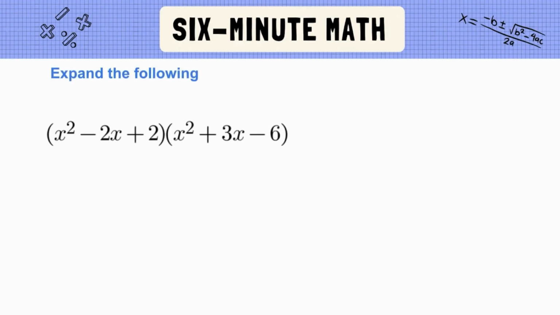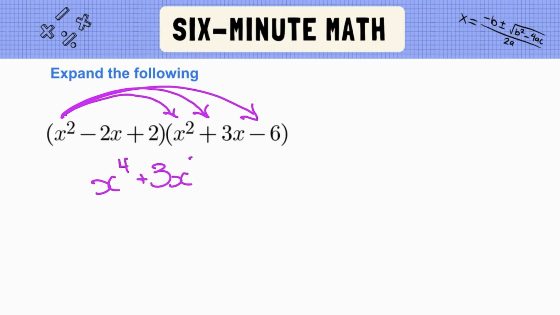On to our last example here, where we are going to multiply a trinomial times a trinomial. So nothing's going to change in my process. We just have a couple more multiplications to do. I'm going to distribute my x squared into the second trinomial. X squared times x squared is x to the fourth. X squared times 3x is positive 3x cubed. And x squared times negative 6 is negative 6x squared.